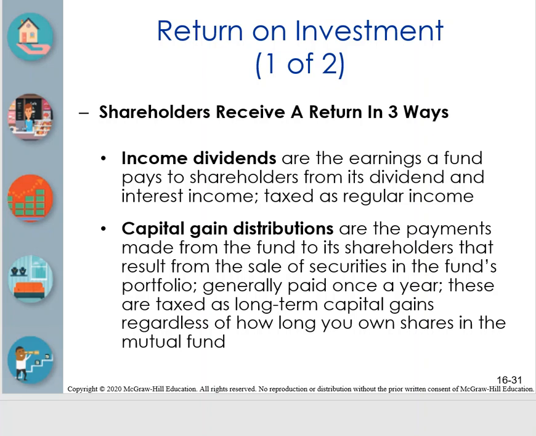The second way that a shareholder of a mutual fund company can receive a return is on capital gain distributions. So that's when the mutual fund company sells the securities that are located within the fund's portfolio. That's generally paid once a year. This is not taxed as regular income, but it's taxed usually as long-term capital gains.